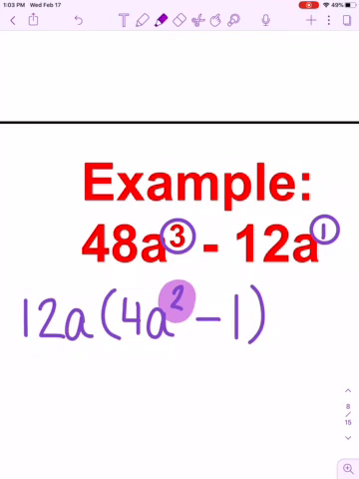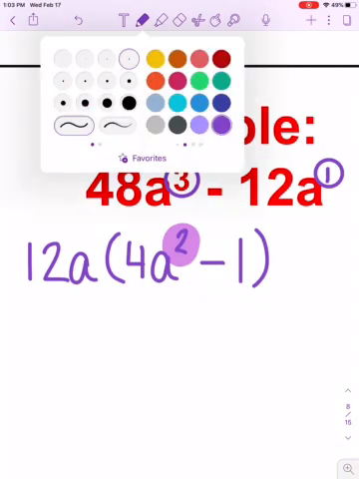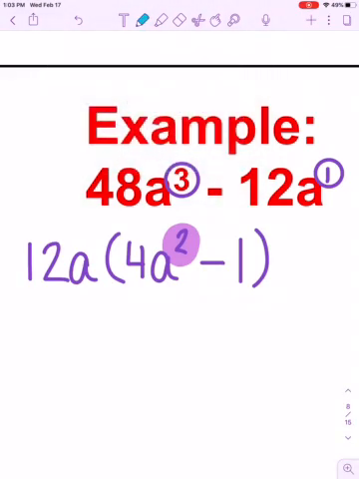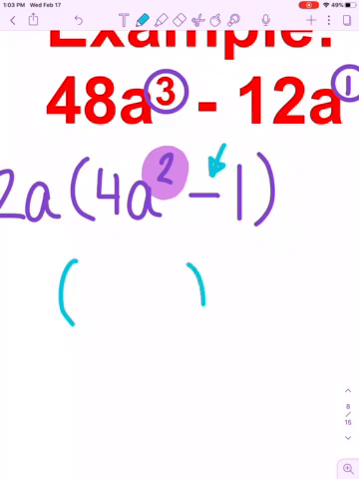Now, the fact that I still have an A squared in my parentheses makes me look back at it. If I still have an exponent in my parentheses, I always need to check and make sure there's nothing else I can do. So the 12A is already on the outside, that's done and gone. But inside my parentheses, I have a 4A squared minus 1. 4A squared is a perfect square. 1 is a perfect square, and there's that subtraction sign in the middle. So that's the difference of perfect squares.